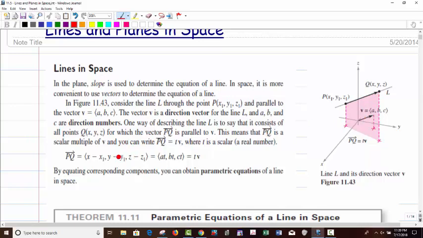So now let's look at this. Here's how we define the PQ vector as x minus x1, y minus y1, and z minus z1. That's going to be equivalent, and we're using t as a scalar here. That would be parallel, it would equal at, bt, ct because of being parallel, which is also known as t times v.